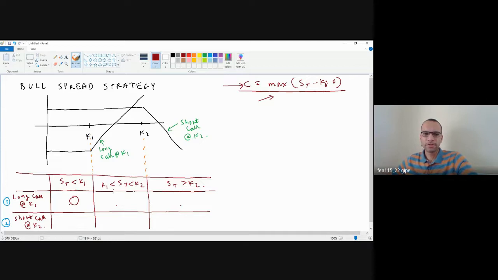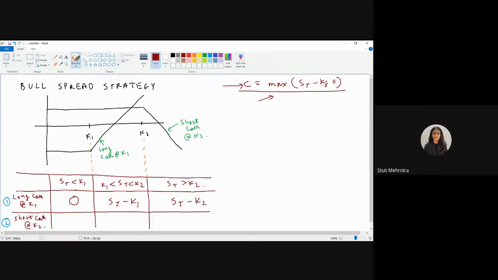Now somewhere in between, can I write this as ST minus K1? Would this be okay? And for the next, can I write it as ST minus K2? Would this be correct as well? Or is something wrong?